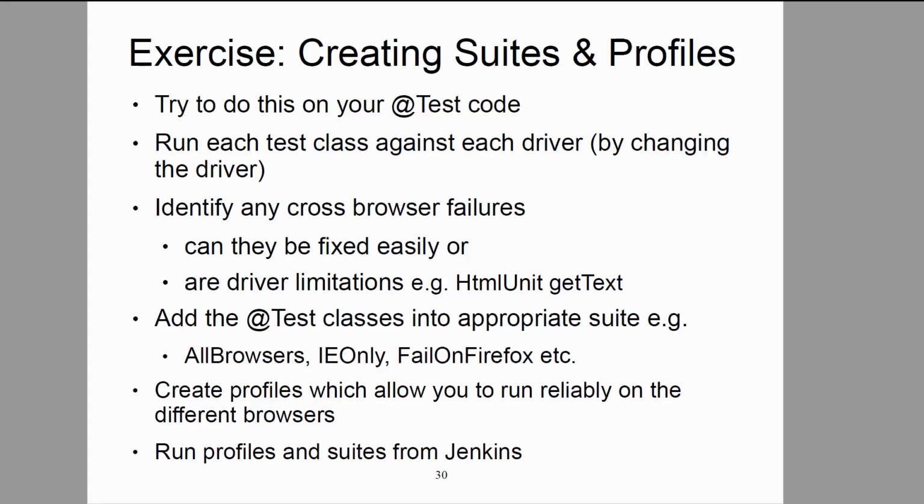I mean, for instance, in the continuous integration code you've got, I had to change the tests because HtmlUnit doesn't support getText, and some of the tests were failing because of that. So I changed them so they didn't rely on getText. When you identify what's failing, what you can fix easily, what tests you're going to have to work on, start putting them into different suites. You might find that some of the tests you just can't get working under Marionette. Put them into a fail on Marionette test class, or put them into a suite where they will never run on Marionette.